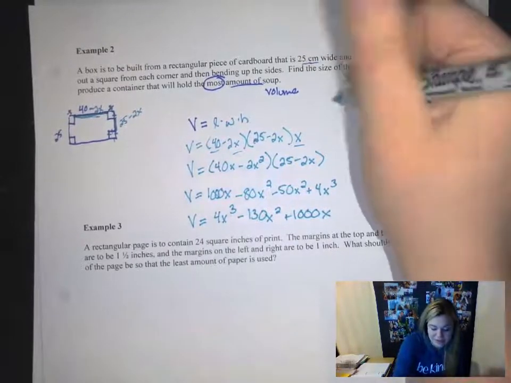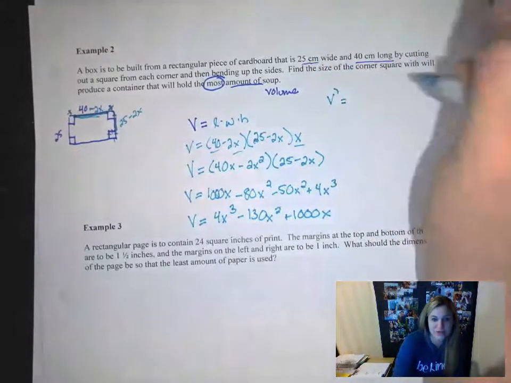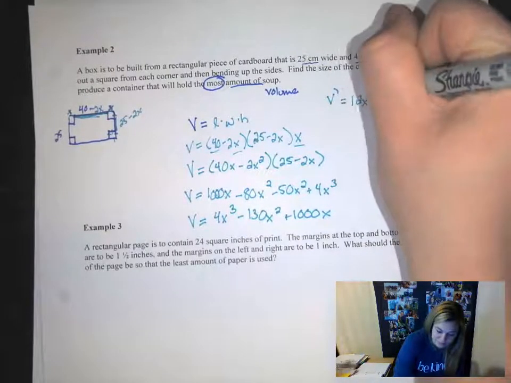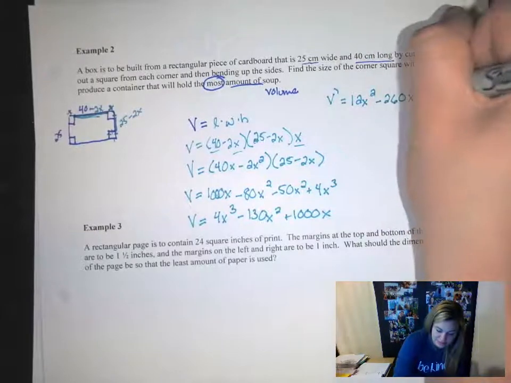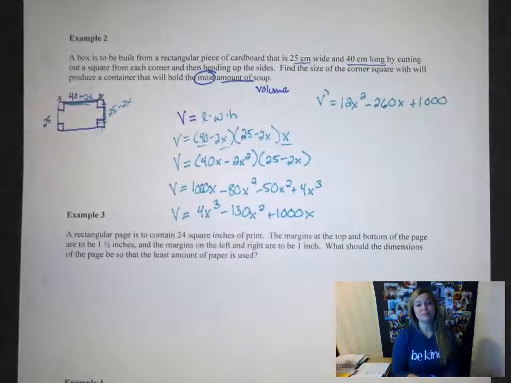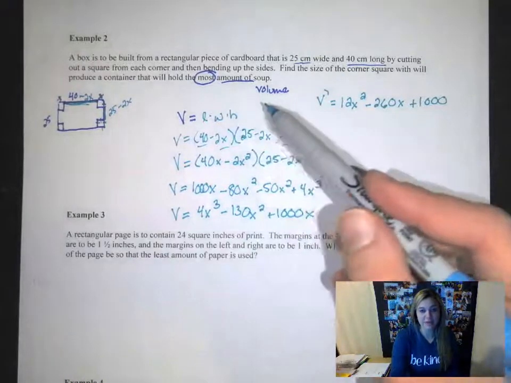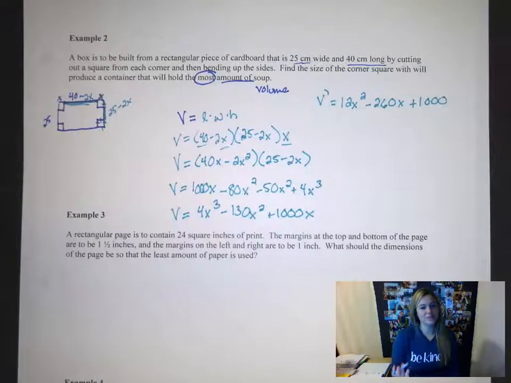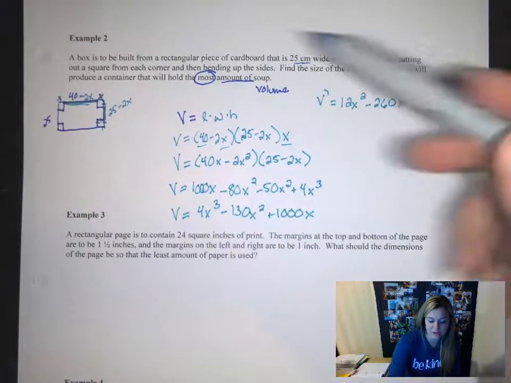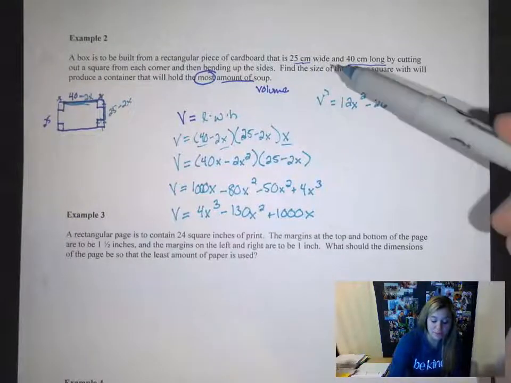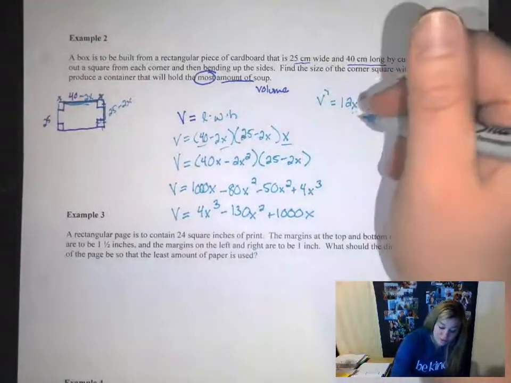And the reason why I did that is because now it's really easy to find the derivative of volume. I would get 12x squared minus 260x plus 1000. And now it becomes a problem that you've done many times before, where you're trying to find a maximum. A maximum in order to find a relative max on a graph, or in this case, it's going to be the absolute maximum also if we're talking about this type of figure, but whatever, you'll see this in a second. If I want the most amount of soup, I have to figure out what the maximum is.